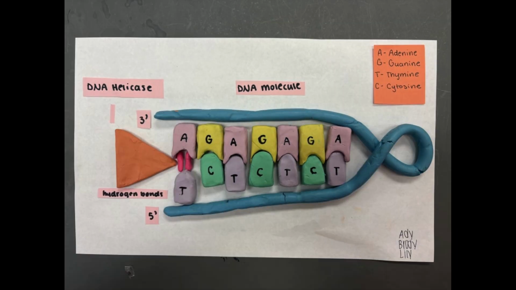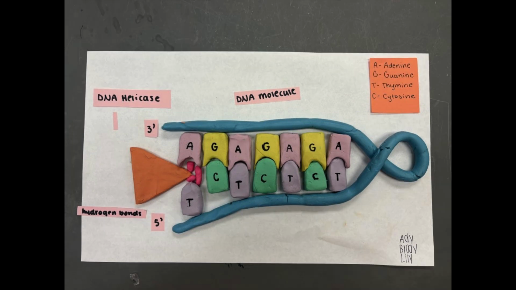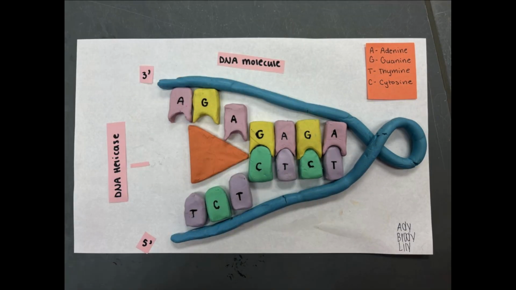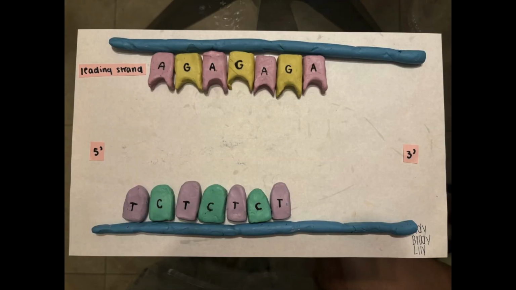DNA helicase is known as the unzipping enzyme because of its role in breaking the hydrogen bonds between the nucleotides and separating the DNA. The top strand of DNA becomes the leading strand, and the bottom strand of DNA becomes the lagging strand. The leading strand runs from 5' to 3', and the lagging strand runs from 3' to 5'.